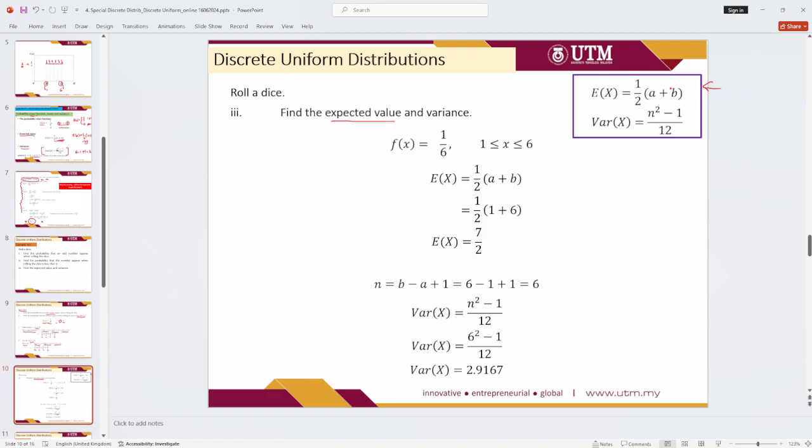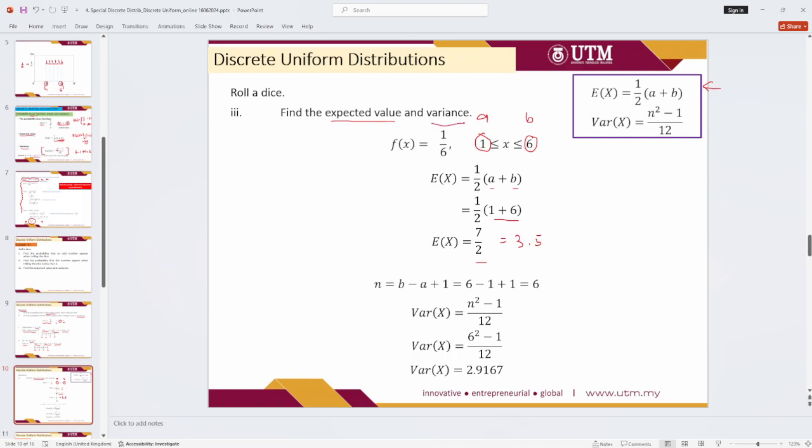So what is our a and what is our b? Again, remember that a is the lower limit. So this is our a. b is the upper limit. So this is b. So to find our expected value, we just use this formula, just plug in the value. So a is 1, b is 6, and you get 7 over 2. So 7 over 2 is 3.5.